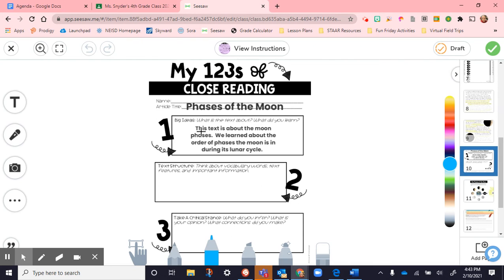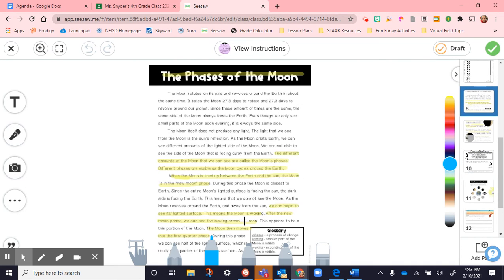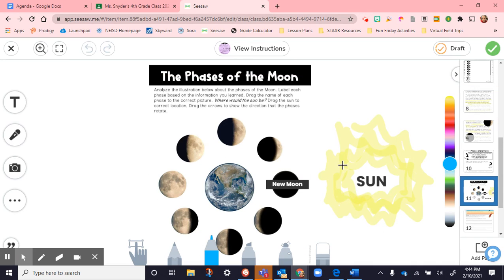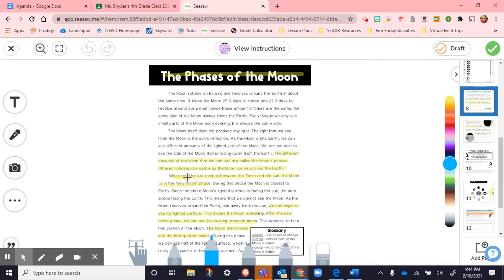So we said the text is about the moon phases. We learned about the order of phases the moon is in during its lunar cycle. So it was teaching us about the different phases, what the phases are called, and it describes what they look like. So we took that information, and the independent work was to fill out the phases here. We decided that the sun is on this side. I modeled doing this here. We highlighted all about the phases, and then that helped us.